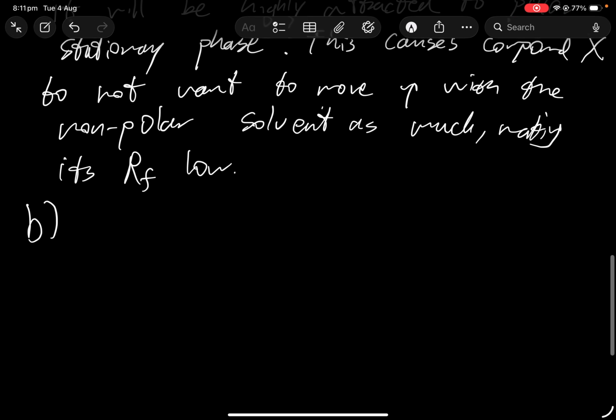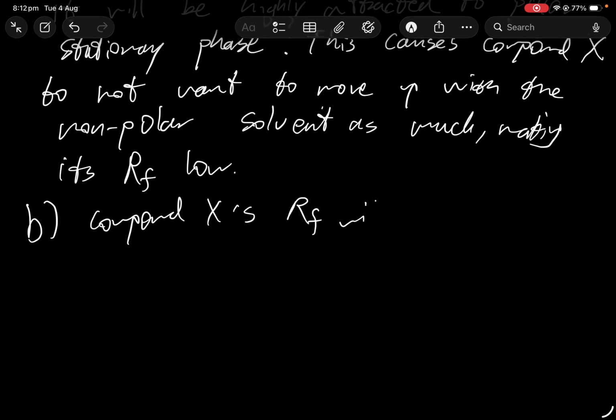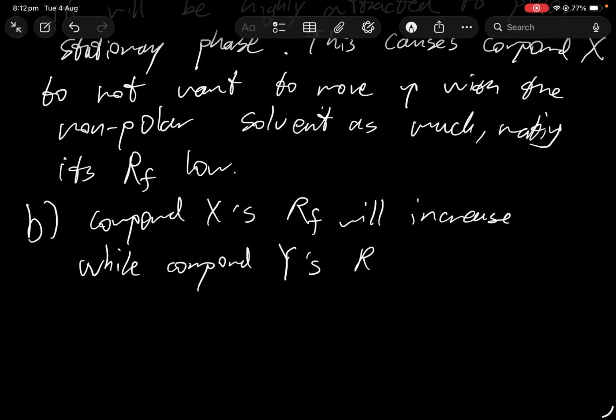Part B says predict exactly how the RF values for both compound X and compound Y will change for the second run. So basically, for the second run, the solvent will be more polar, which means that X will obviously move up more. So compound X's RF will increase, while compound Y's RF will decrease.